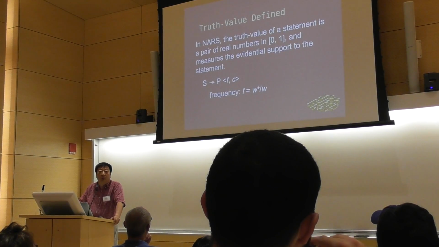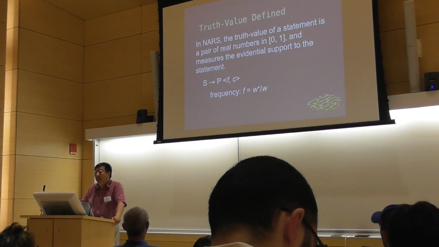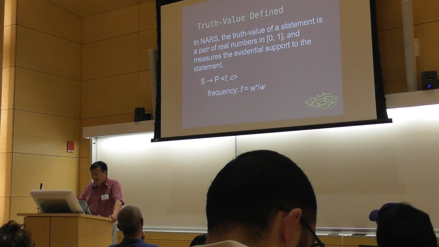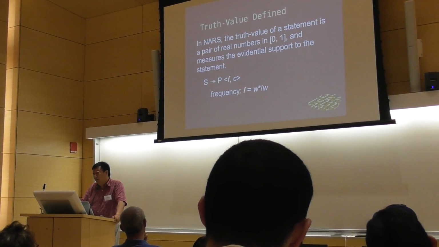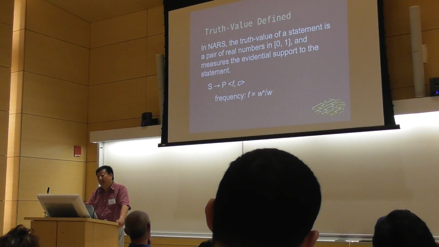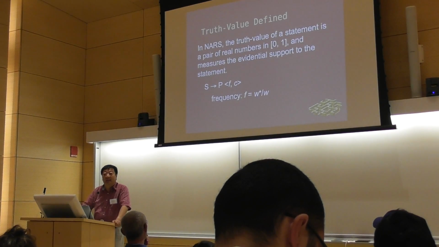The first number is called frequency. It should look very familiar. It is the proportion of positive evidence among all evidence. Like what I just said, okay, 80% support, 20% against. So frequency is 0.8. Okay?